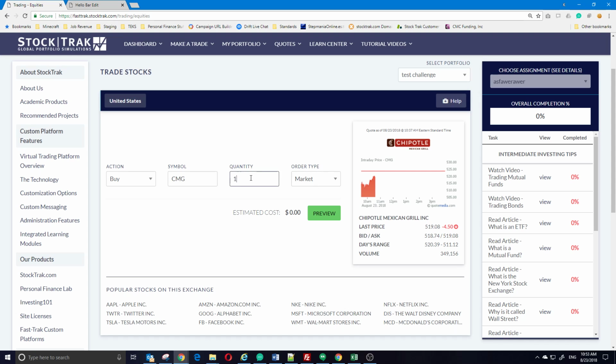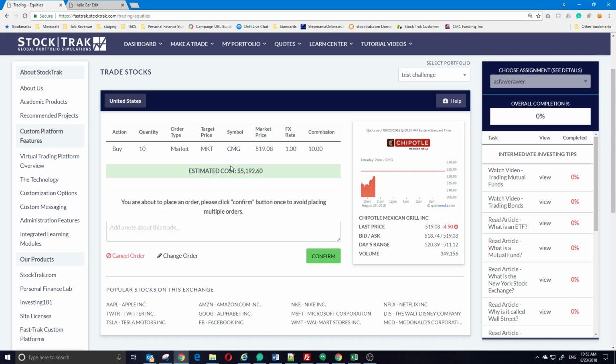Next, enter the quantity. This is the number of shares that you want to buy. As soon as you enter a quantity, your estimated cost will update, which is going to be your quantity times this last price. Press Preview in order to update your estimated cost to include your commission charges.